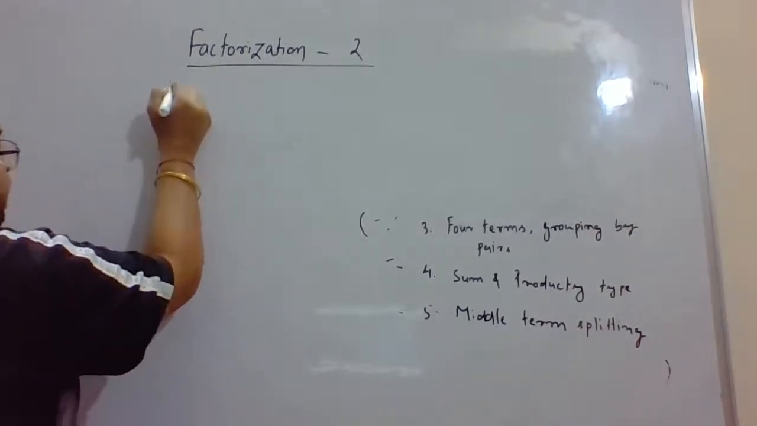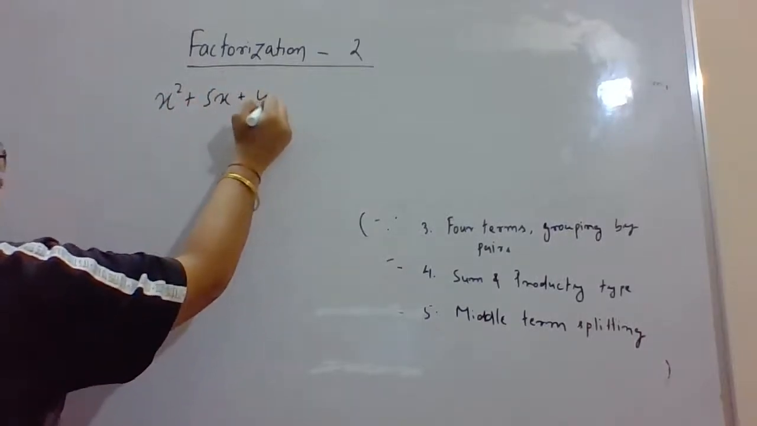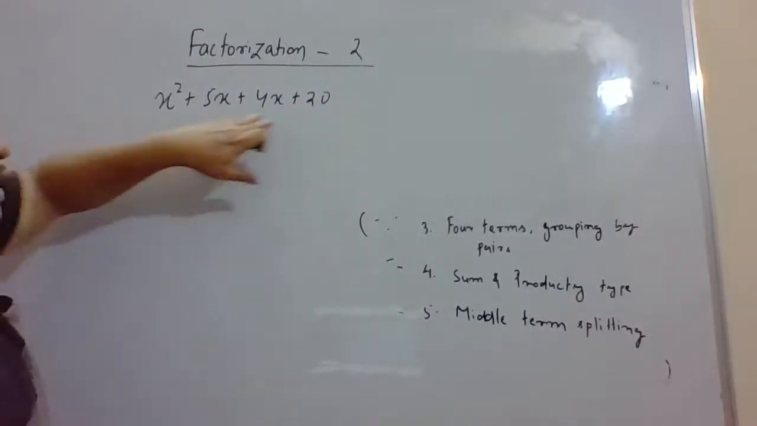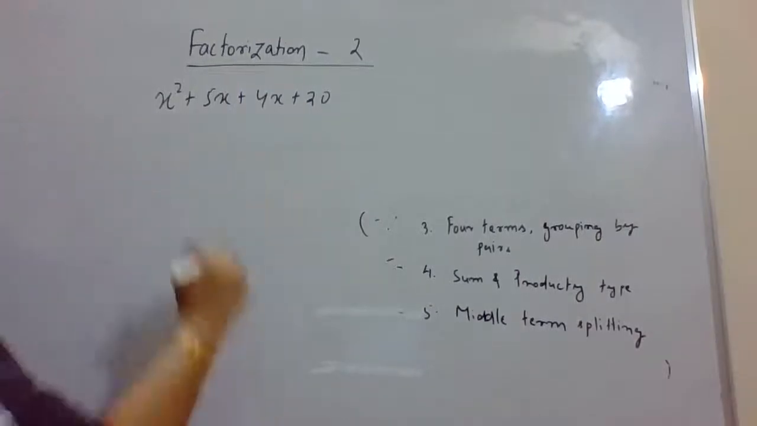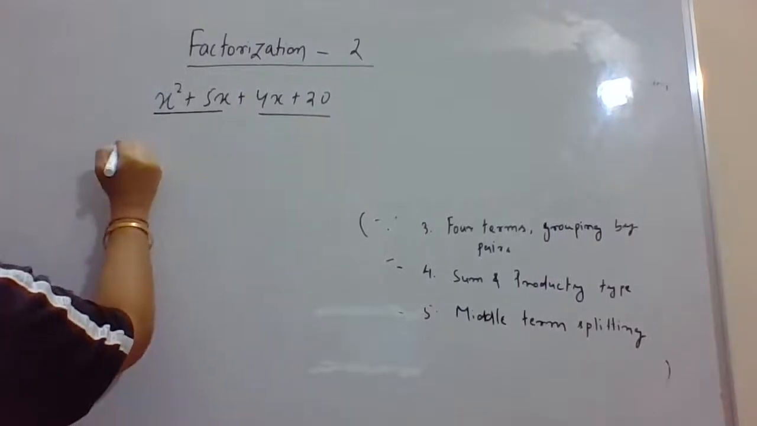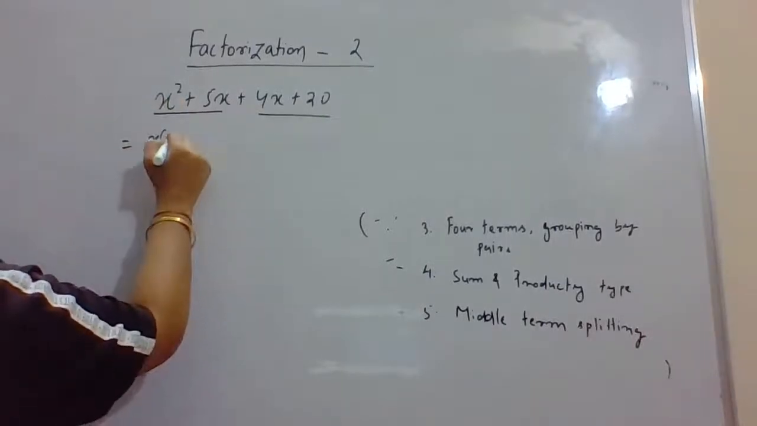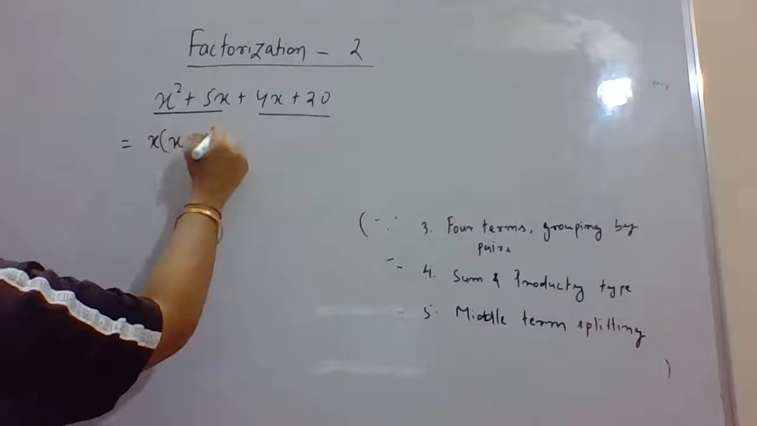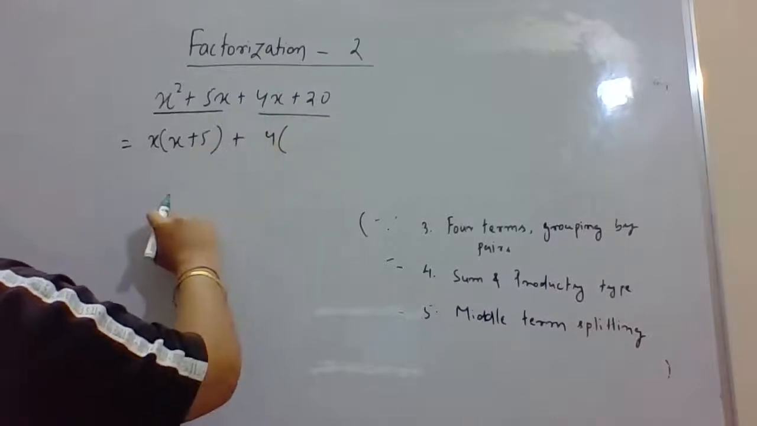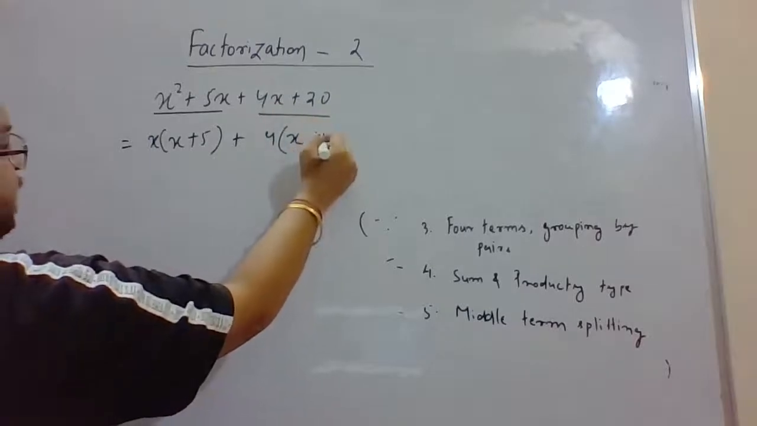So x squared plus 5x plus 4x plus 20. Again, there are four terms and there is no common factor across all the terms. But if I take these two as a pair and these two as a pair, it will be pretty easy. If I take x as the common factor here, then the remainder is x squared by x is x, 5x by x is 5. Plus here, if I take 4 as the common factor, then 4x by 4 is x, 20 by 4 is 5.